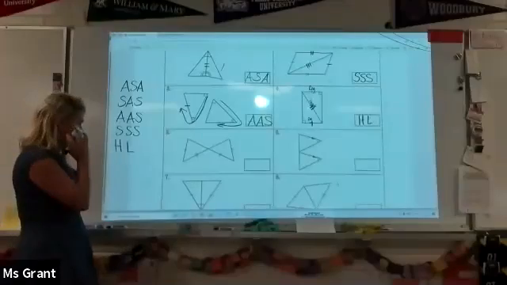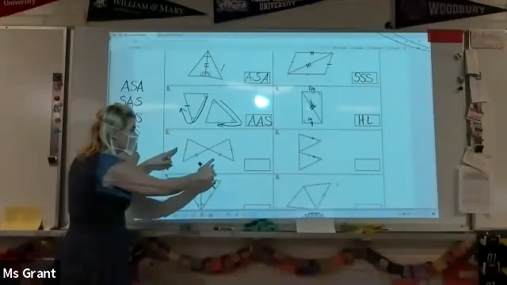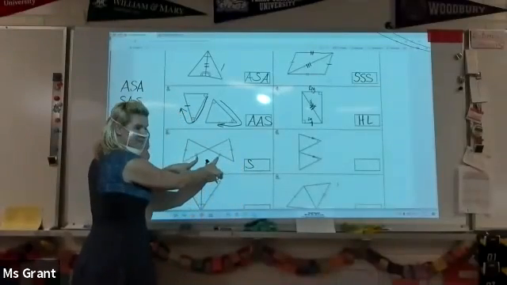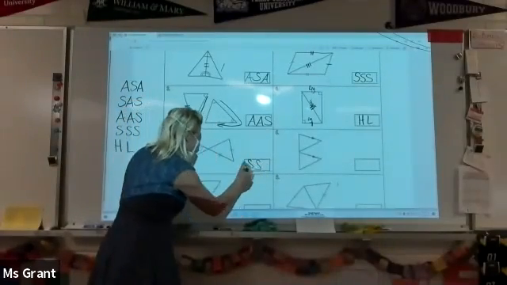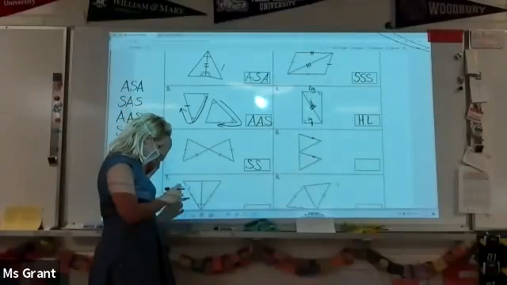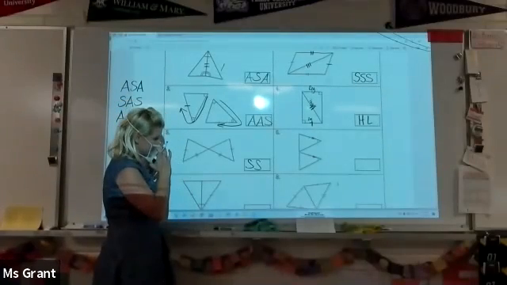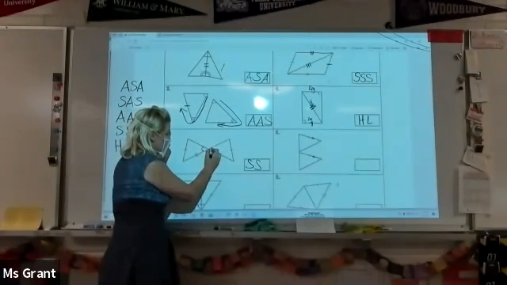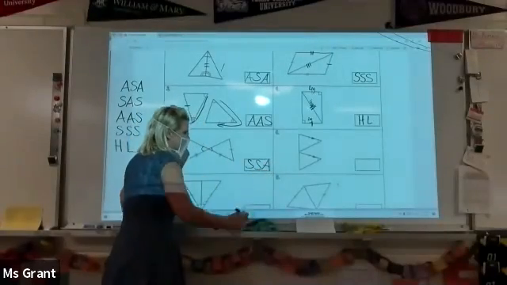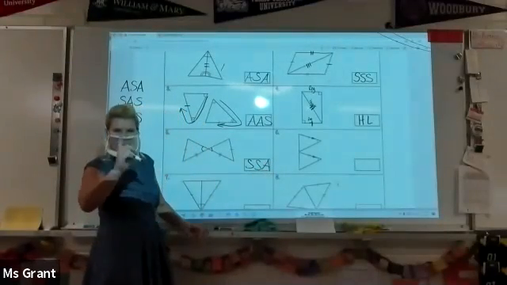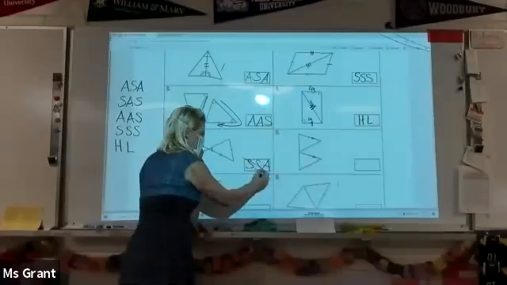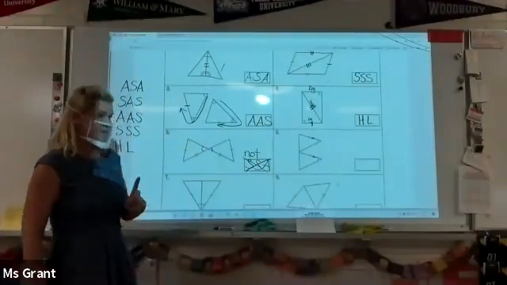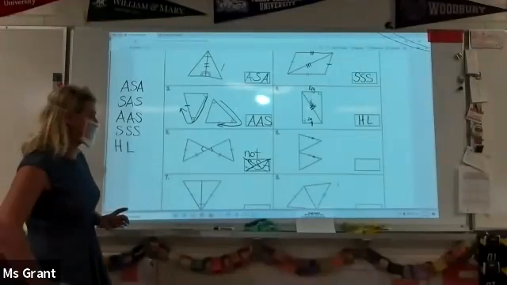Number 5. Start with a 1. Side. Side. Vertical angles, I could do this, but hey, that's a bad word. Remember I said that word's not okay? It's just spelled backwards, but it's still not a way to prove triangles congruent.